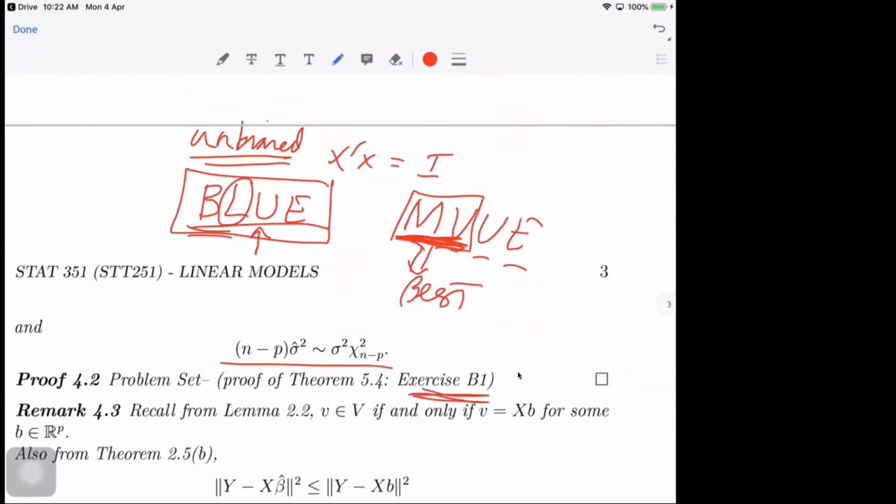This is actually exercise B1 in the book, but I will not assign that as problem set anymore. You study for chapter 3 first. Okay, so this is non-central. Non-central, central chi-square.